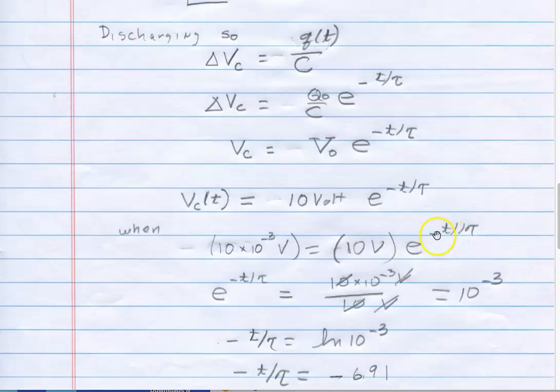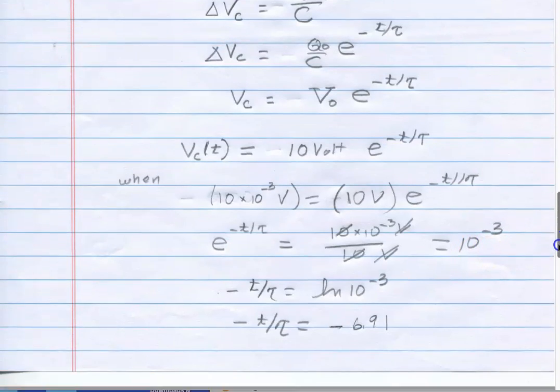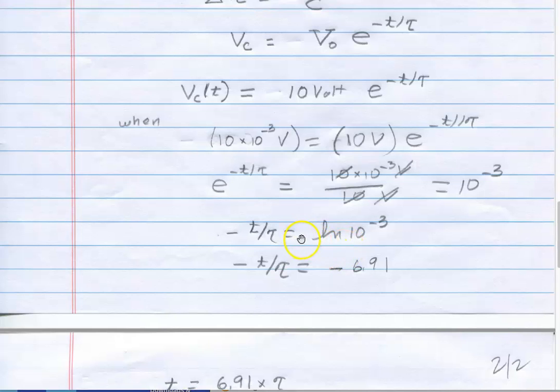And then what I did was I solved for the exponential factor. It's just going to be the 10 millivolts divided by 10 volts. And so this exponential factor has to become 10 to the minus 3. And then what did I do? Then I took the natural logarithm of both sides of this. So I get the natural logarithm of e to the minus t over tau.